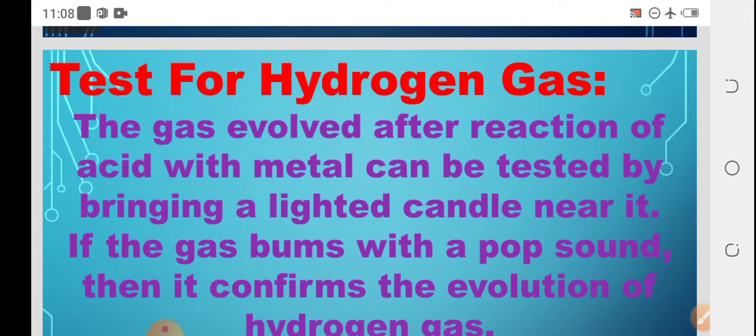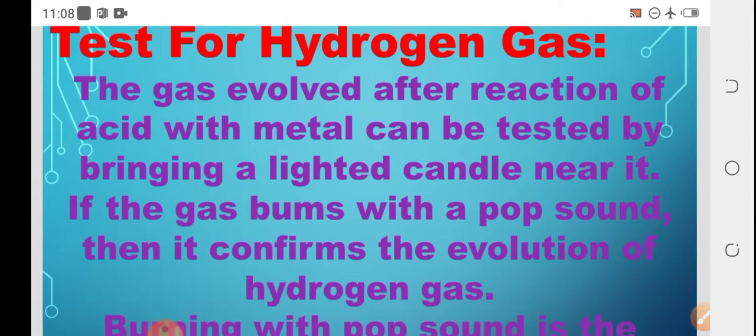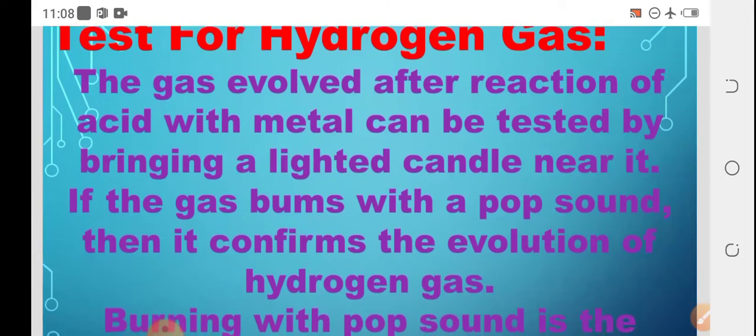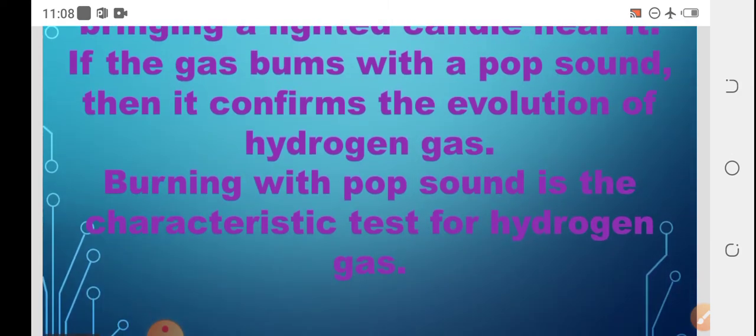Similarly, we have another test, the test for hydrogen gas. The gas evolved after a reaction of acid with metal can be tested by bringing a lighted candle near it. If the gas burns with a pop sound, then it confirms the evolution of hydrogen gas. Burning with a pop sound is the characteristic test for hydrogen gas.